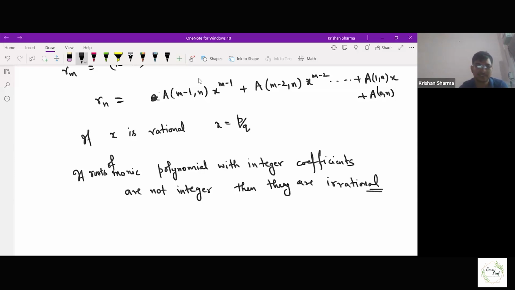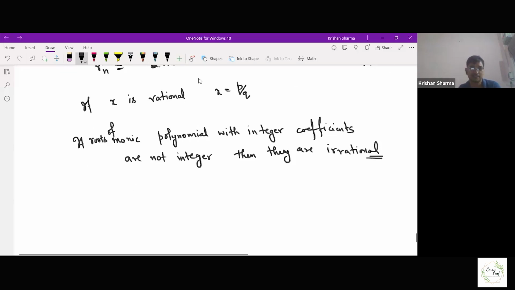Now that's the last result I want to say. With the help of this, you can prove that the golden ratio, which is the root of the polynomial x square minus x minus 1 equal to 0, is irrational. You all know it's not an integer, so it's an irrational number. So that's the way to prove it. There are other proofs also that the golden ratio is irrational, but I like this one, that it's a root of a monic polynomial with integer coefficients, and it's not an integer. So therefore, it is irrational.